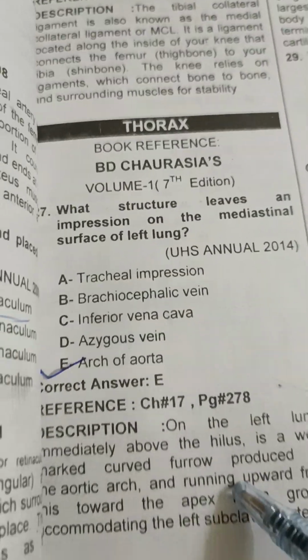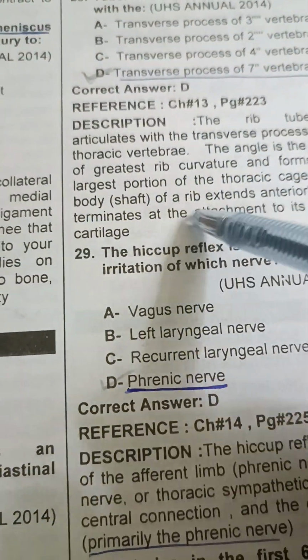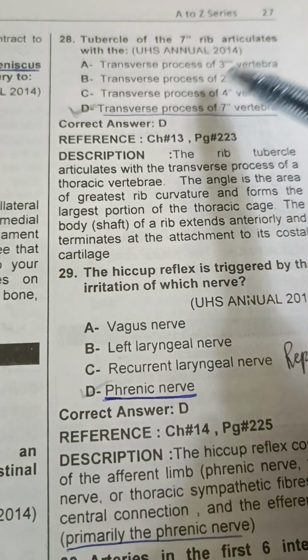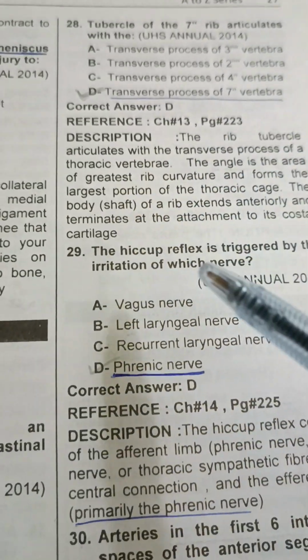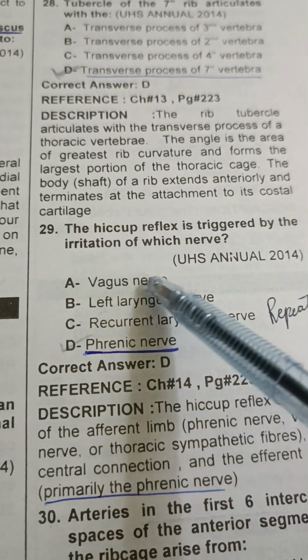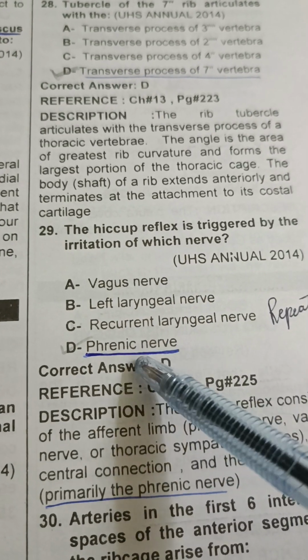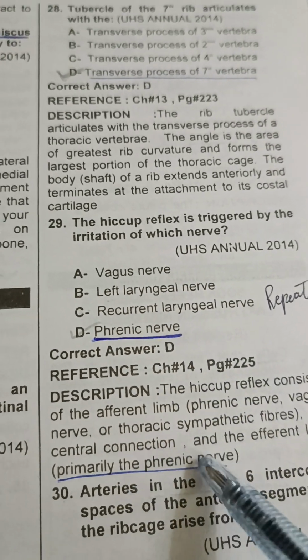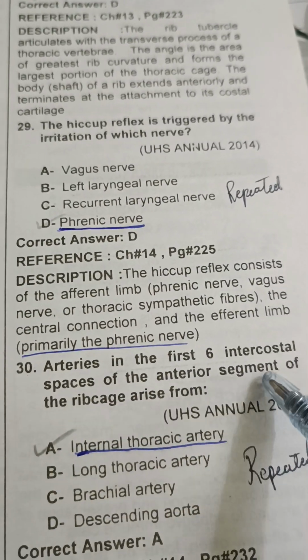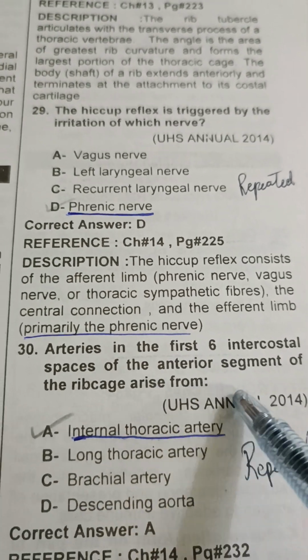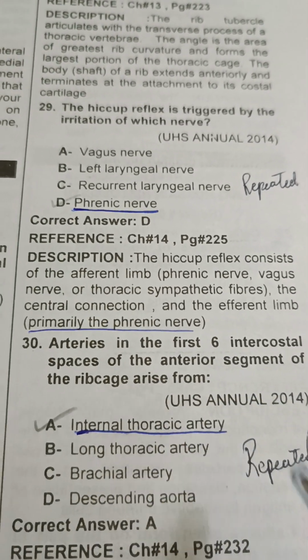Arch of aorta. The tubercle of the seventh rib articulates with the transverse process of the seventh vertebra. The hiccup reflex is triggered by irritation of the vagus and phrenic nerve, but primarily the phrenic nerve is involved. Arteries in the first 6 intercostal spaces of the anterior segment of the rib cage arise from the internal thoracic artery.